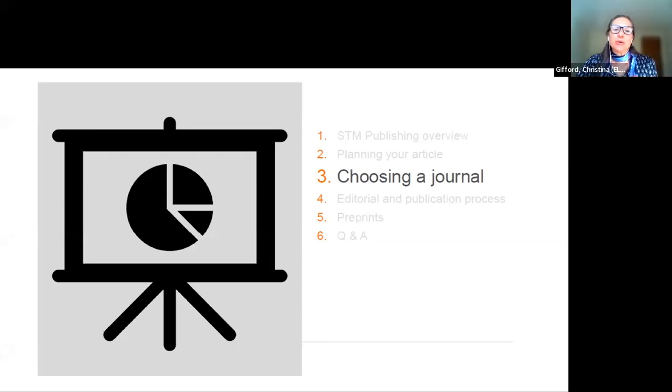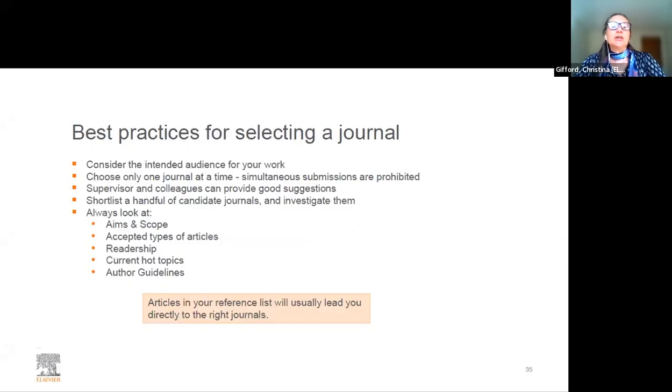I'm going to take you through starting with selecting a journal for your paper. So a best practice for selecting a journal, it's really important to select a journal that your work will reach the intended audience. If your paper is outside the scope of a journal, it will definitely be rejected immediately by the editors. Not necessarily because of the quality of the work, just because the topic doesn't fit within the scope of that journal. So you really want to make sure that you consider that when selecting that journal.